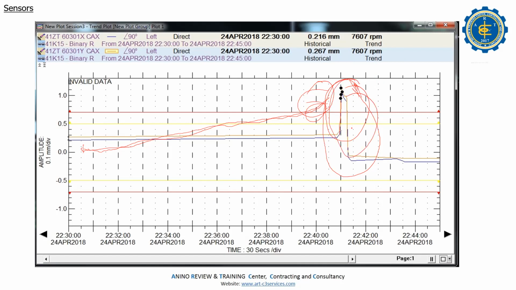Now, if you don't have this monitoring system, what will happen? Operation, maintenance, nobody knows what happened, right? Mechanical, electrical, operation, all pointing at each other. That's the problem without an online vibration monitoring system.